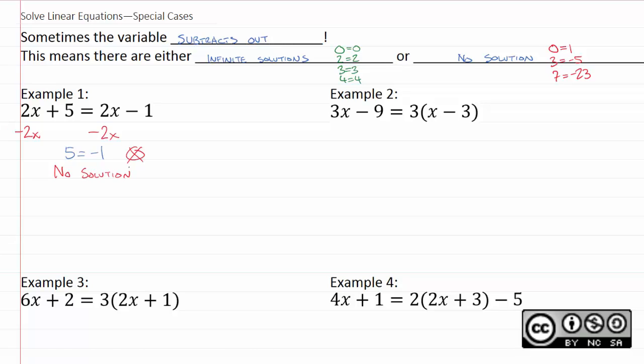In WAMAP, you'll want to type it in using the letters D and E. D and E stands for does not exist. That means that there is no solution that can satisfy this equation. So you'll type D and E for does not exist.